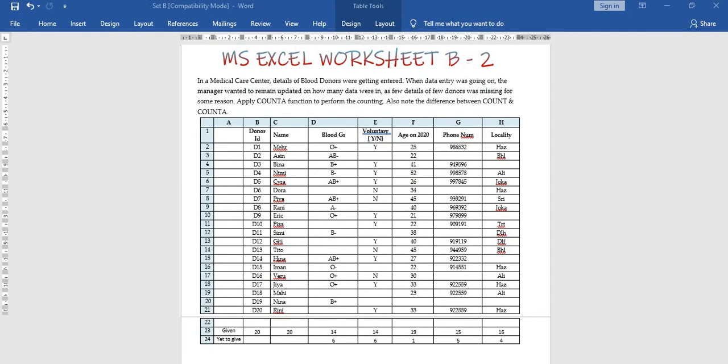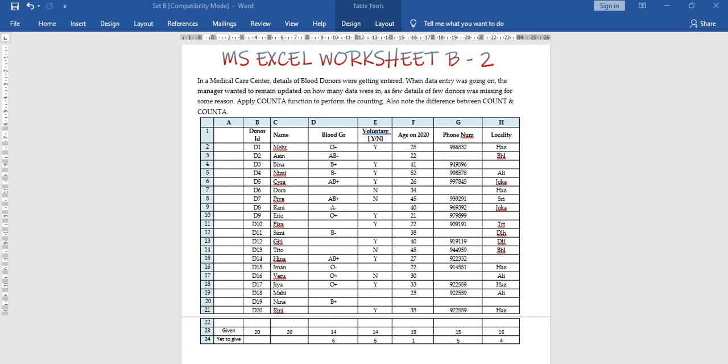Right. So here is worksheet number 2 for set B. In a medical care center, it might look similar, but it has something else to showcase. In a medical care center, details of blood donors were getting entered. Now, while the data entry was going on, the manager wanted to remain updated on how many data were in, as a few details of a few donors were missing for some reason or other.